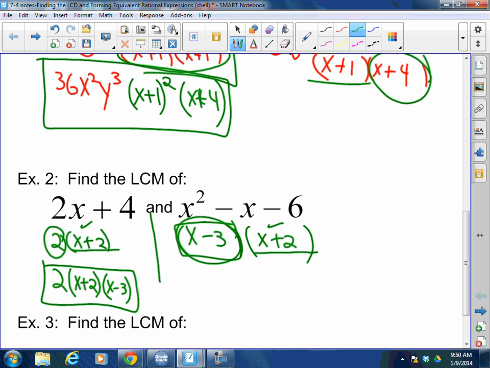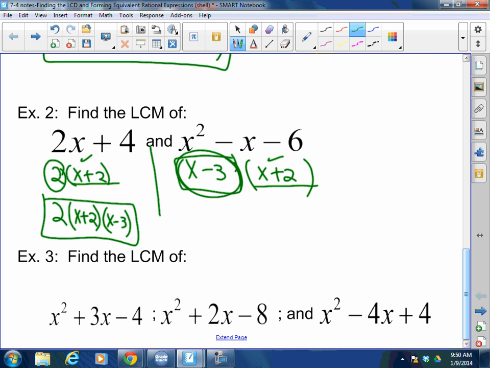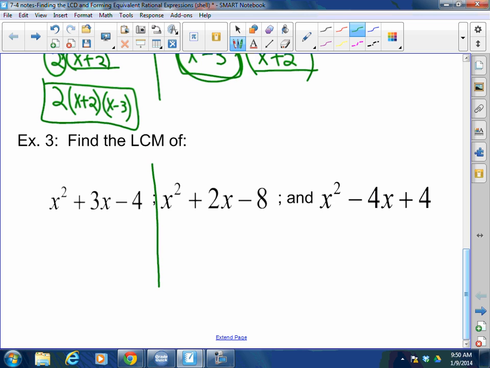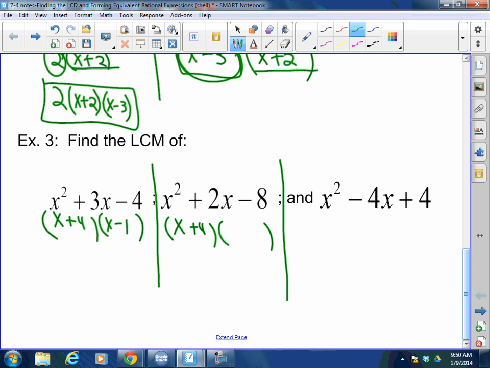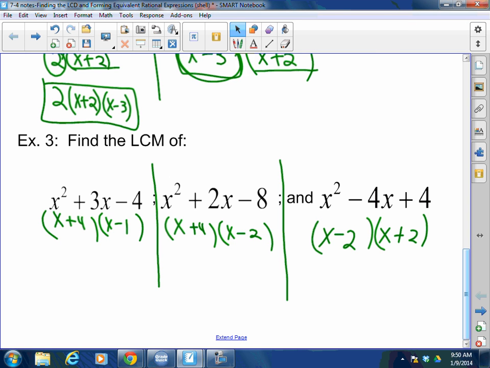Continue? Okay. Let's find the LCM of this one. Pretend these are 3 fractions and these are the denominators. This first one, I've got x plus 4 times x minus 1. This one has x plus 4 times x minus 2. And then here, x minus 2 and an x plus 2. I want everyone to factor that first.